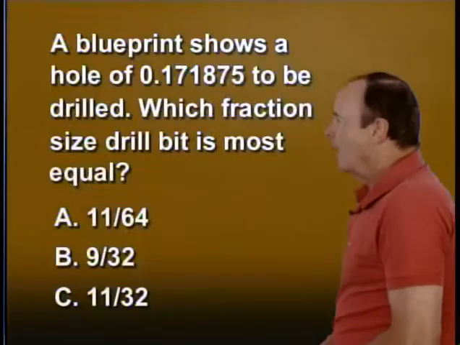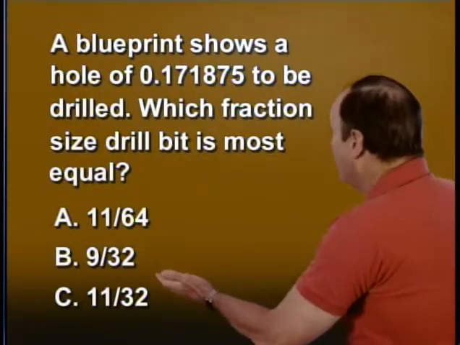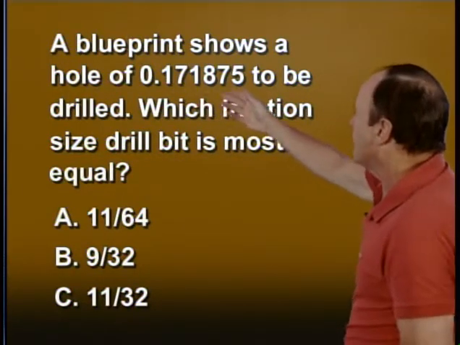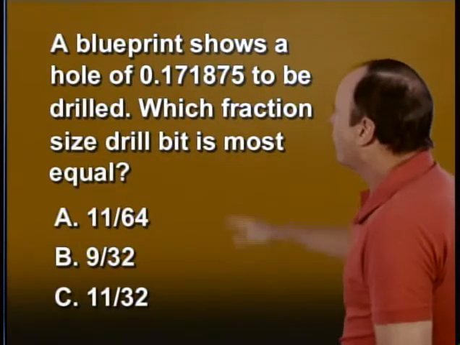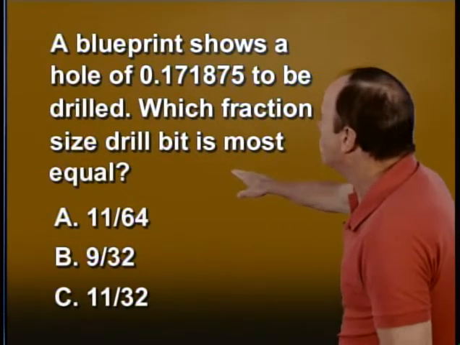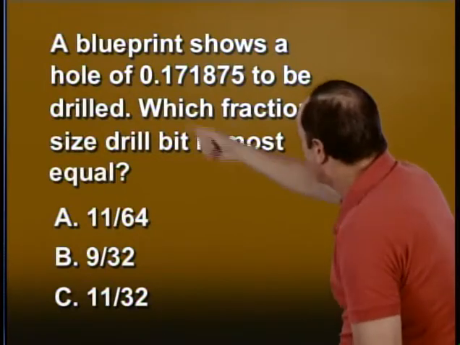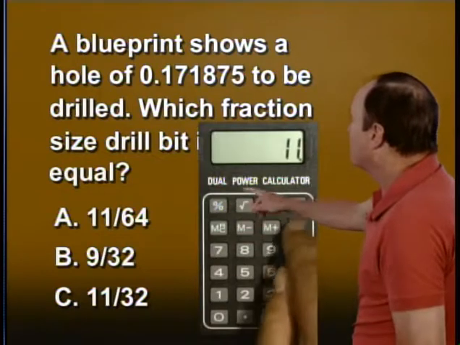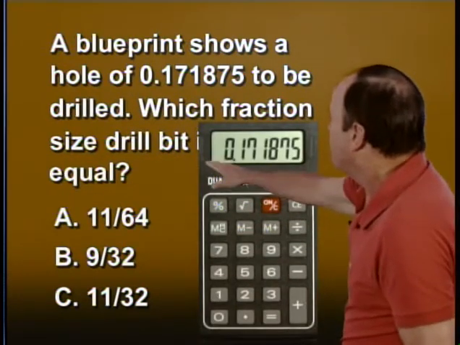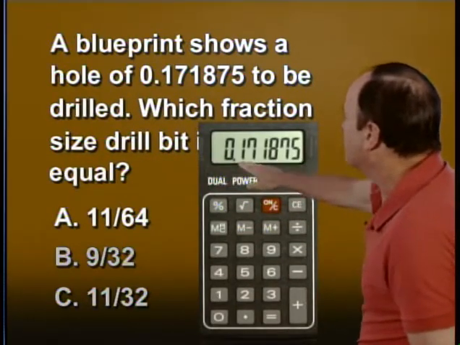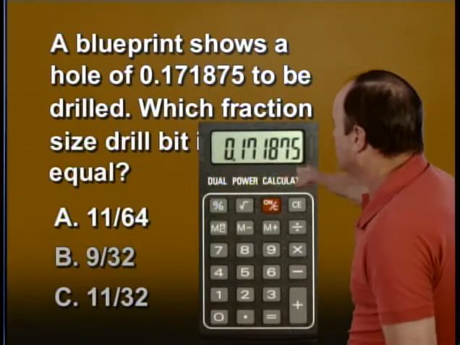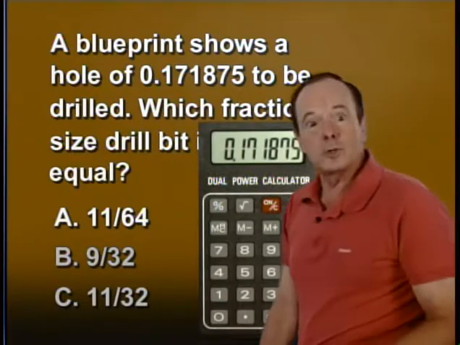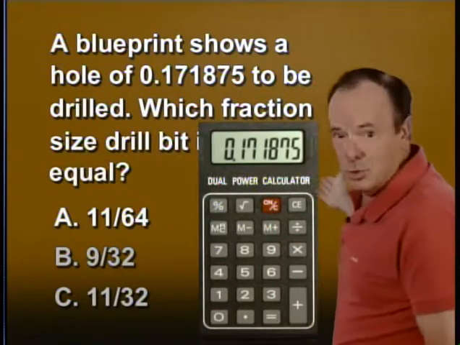Let's do one more, and this one is a little bit more complicated yet. It says a blueprint shows a hole of 0.171875 to be drilled. Which fraction size drill bit is most equal? Well, boy, that's a big number, but let's take a look at it and see what we can do. Let's do, first of all, 11 divided by 64, and bingo, we hit it right off. It's 0.171875, and we got it exactly correct. So in this case, all you had to do is divide 11 by 64, and you got it.